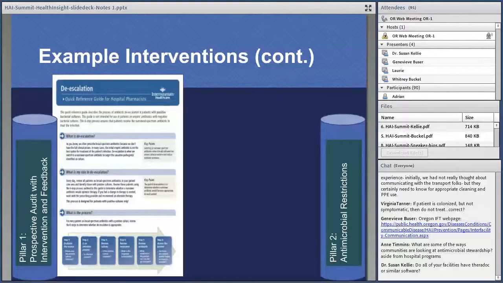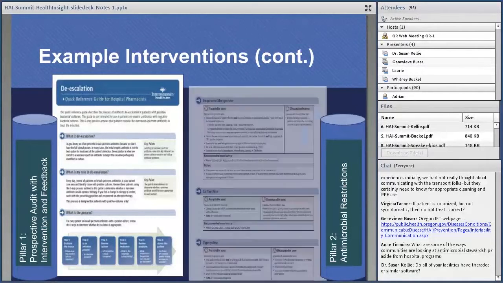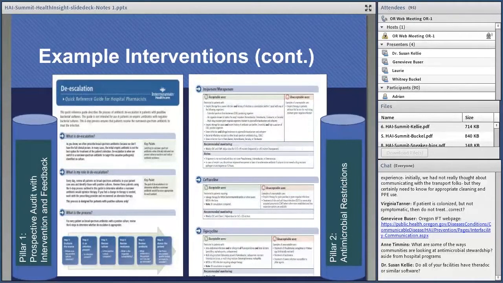So we also came up with guidelines for these just so that we were consistent from person to person, but basically reviewed the criteria, and if the patient didn't meet the acceptable use criteria, then the physician was recommended a different agent to try instead, so that we reduce the pressure of using these really broad agents.